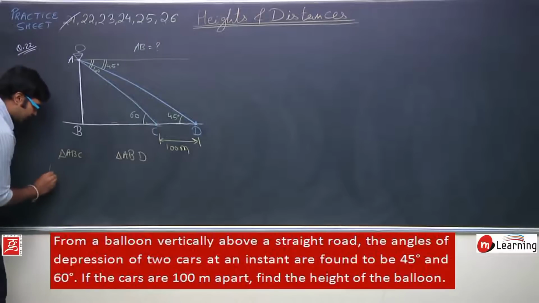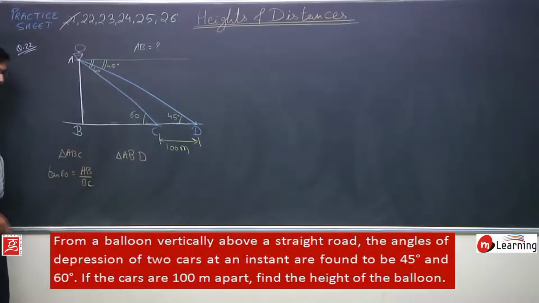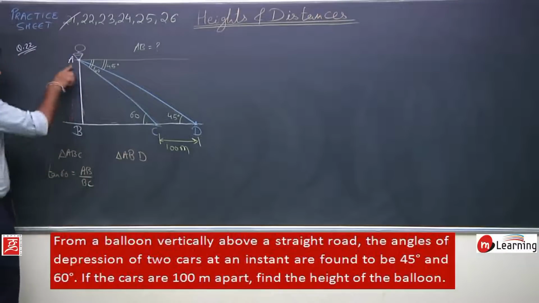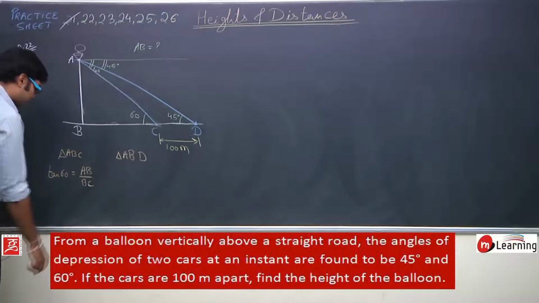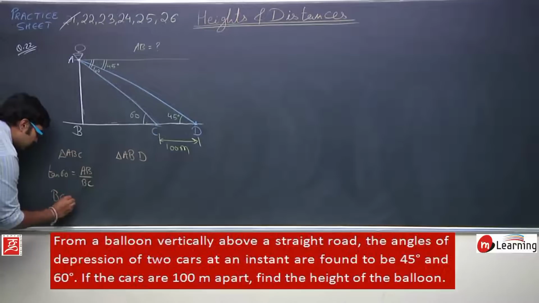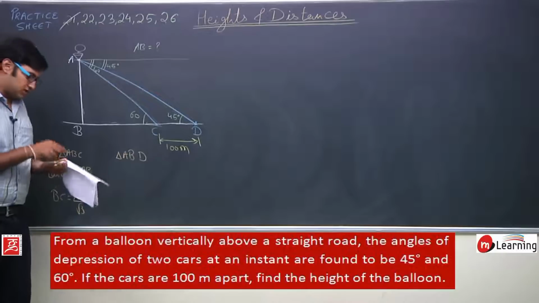So I can write tan of angle 60 degree is equal to AB upon BC. What is AB? AB is the height, BC is the base. Tan of 60 degree is root 3. So BC is equal to AB upon root 3. So we have BC is equal to AB upon root 3.